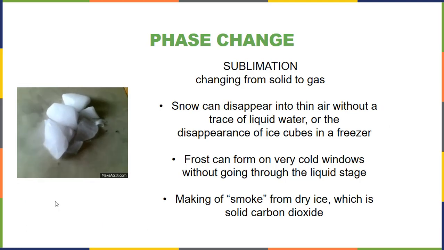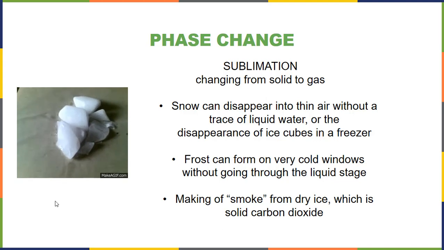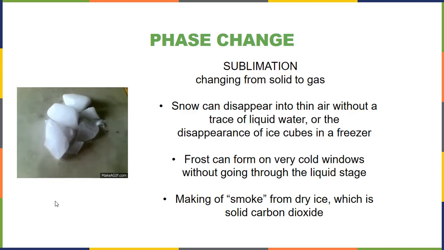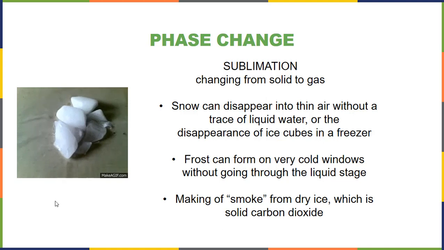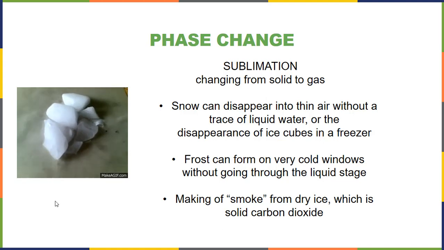Sublimation is changing from a solid to a gas. Frost on your windows in the morning is a good example of sublimation, right? You turn your heater on in your car, and that solid goes directly to vapor. A lot of it doesn't melt away. Here you can see dry ice. Dry ice is pretty famous for being something that goes through the sublimation process.